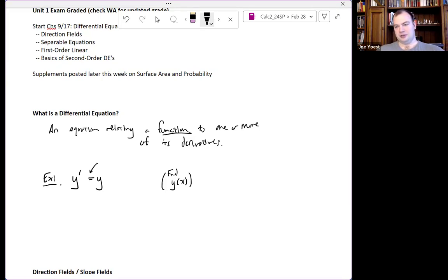If I have 3x plus 1 equals 4, I have a number x. I want to figure out which number I can substitute in for x such that the left side and the right side are the same thing, that those expressions are equivalent. Note the difference. Here I'm searching for a function, where in algebraic equations, I'm searching for a number.